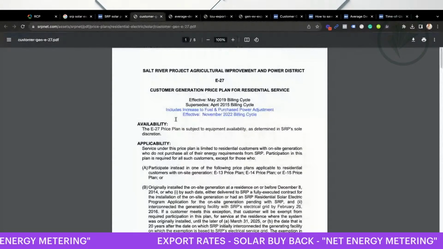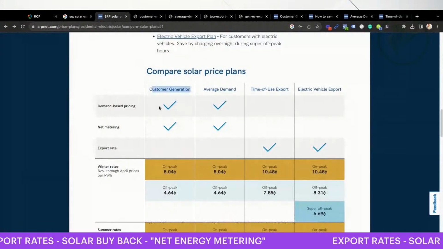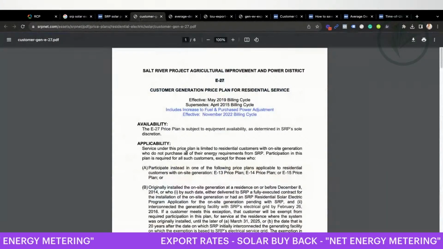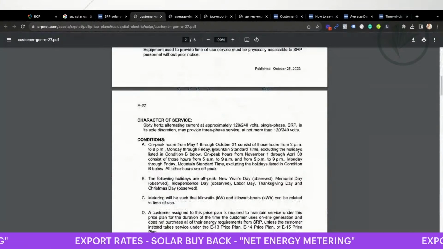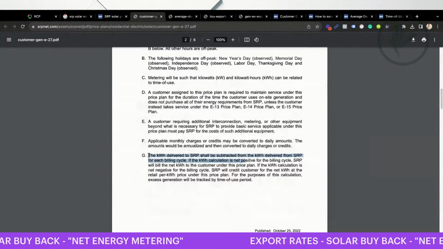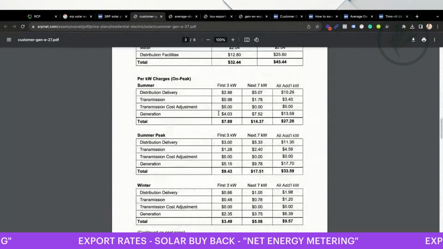So this is the E27 plan. So we're looking at this one. It's demand-based. It's net metering. Great. So we go back down and make sure we see that it says all kilowatts delivered to the grid are net metering. But again, that net metering is only worth what you give it.